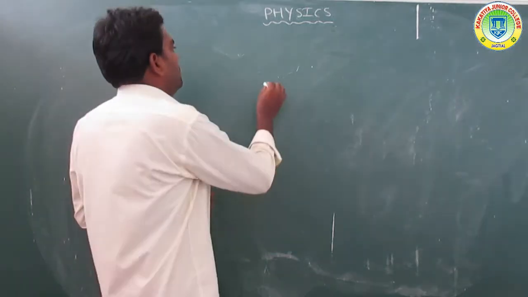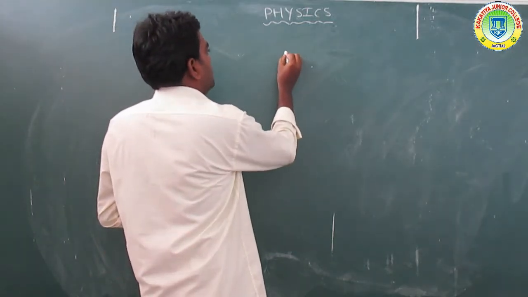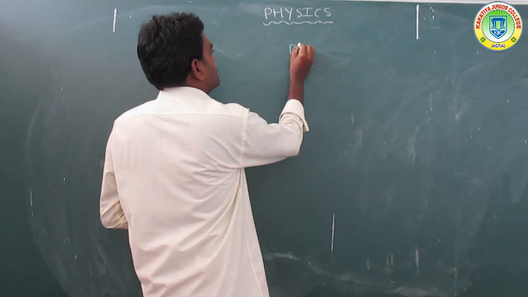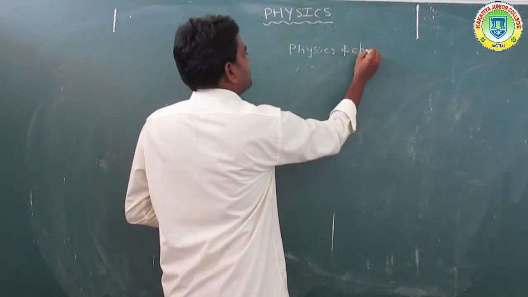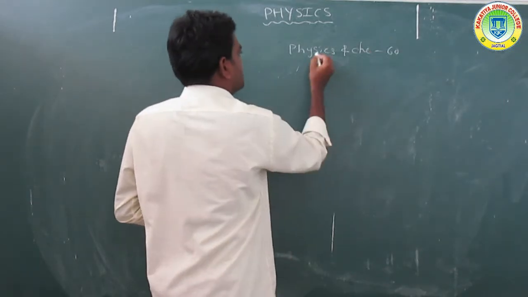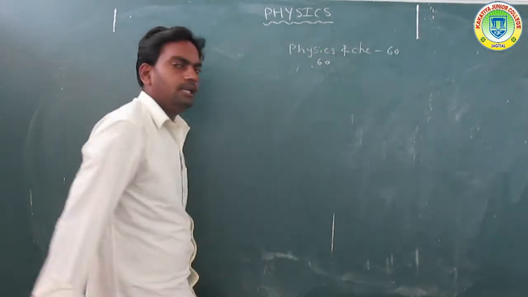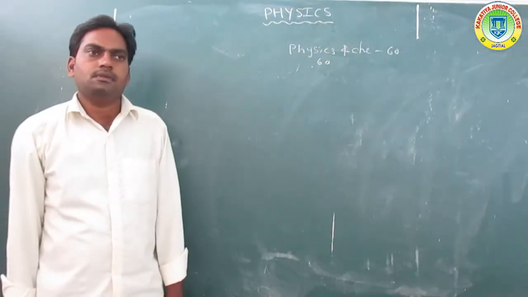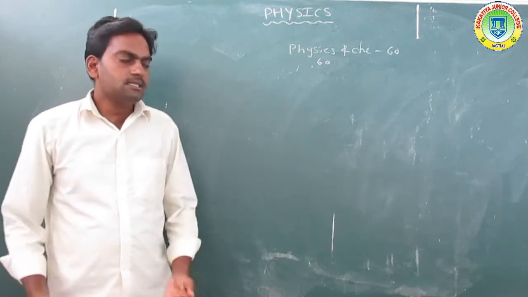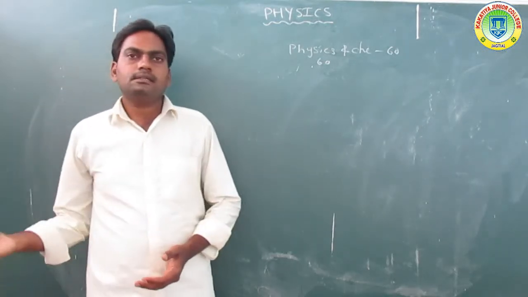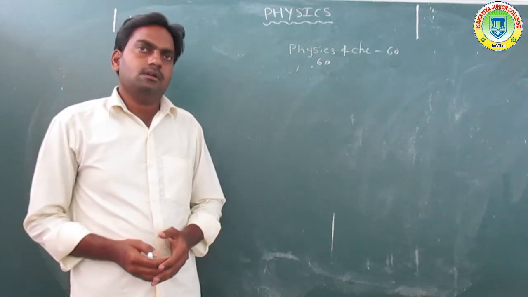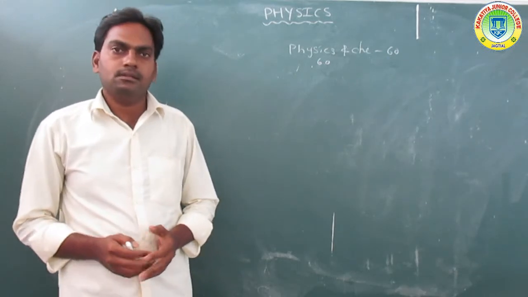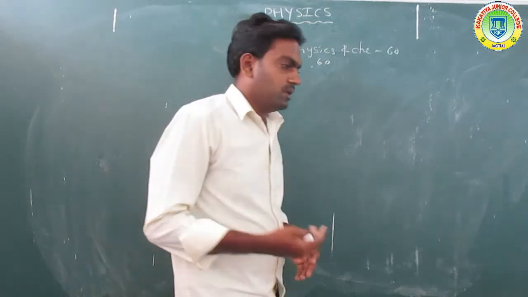In intermediate level, physics and chemistry are each 60 marks. In the lower classes, 8th, 9th and 10th, physics includes chemistry, and now in intermediate level they are two different subjects. So what is physics?